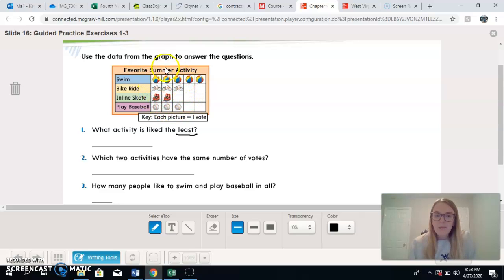So if I'm looking at all my pictures and I'm trying to figure out which one has the least, it would be skating because it has the least amount of pictures. And that means it has the least amount of votes. So with your writing, I would use my writing tool, but it's going to be a little bit hard for me to write, so I want you guys to use your pencil. I'm not going to write it down. For number 1, I want you to go ahead and write inline skate. I'm just going to write skate because it's a little bit harder for me to write on my computer.